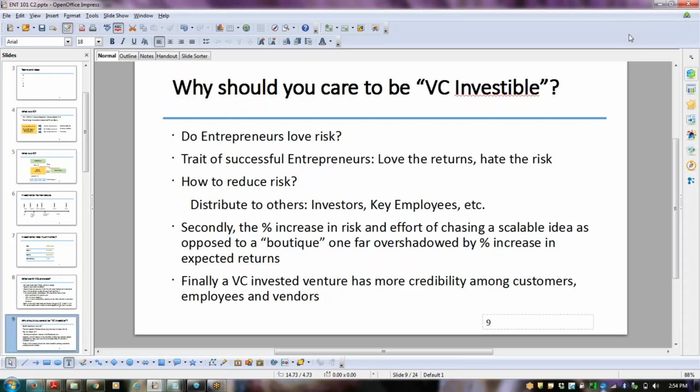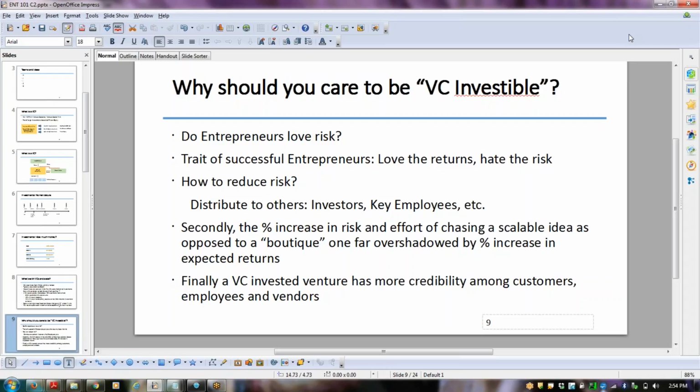And what is the point here? The point here is that the effort that you put and the risk that you take versus the rewards that you get, that ratio is much higher for a scalable VC investable business. So it makes more sense to start a scalable business, a VC investable business.